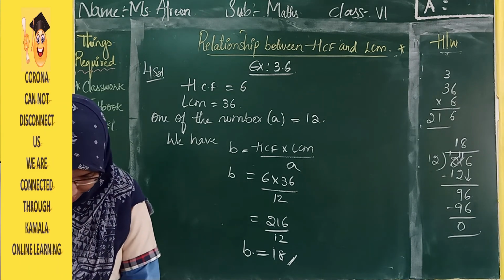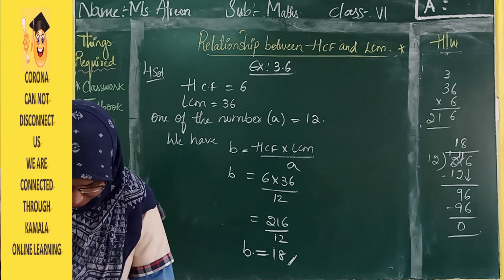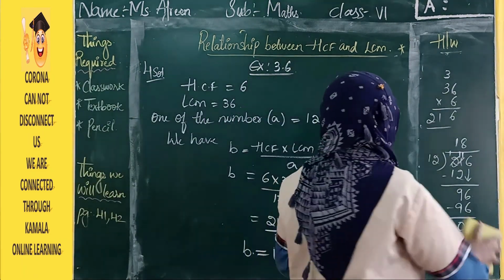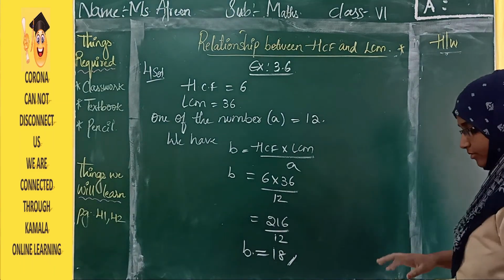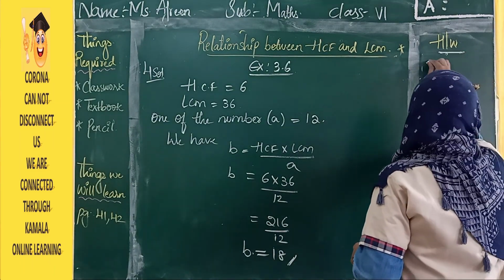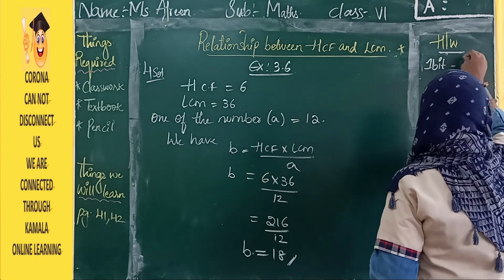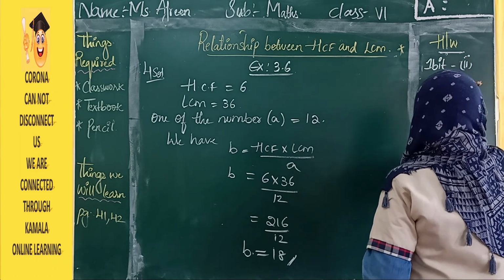I hope you remember your homework, only 2 problems. In the first bit, the second one, Roman numeral 2, and the third question.